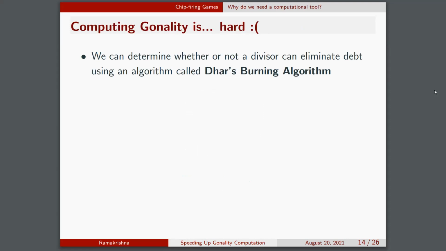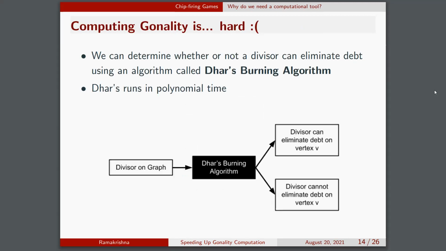So some of you guys might be thinking, oh shoot, computing gonality is hard, and it is, it's pretty difficult. Luckily, we can determine whether or not a divisor can eliminate debt using an algorithm called Dhar's burning algorithm. Essentially, you take a divisor and select a vertex, and Dhar's tries to tell you which chip firing moves to use so that you send as many chips as possible onto that vertex. Luckily, this algorithm runs in polynomial time, which is awesome. I'm not going to go into details about the algorithm because that would eat up a lot of time, but we're going to black box it for now. Essentially, it takes in a divisor and tells us whether or not it can eliminate debt on a specific vertex, and if it can, it tells us how to do so.